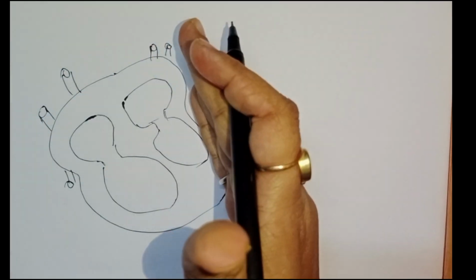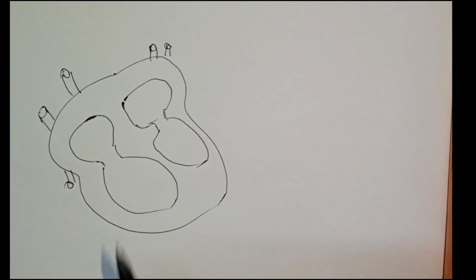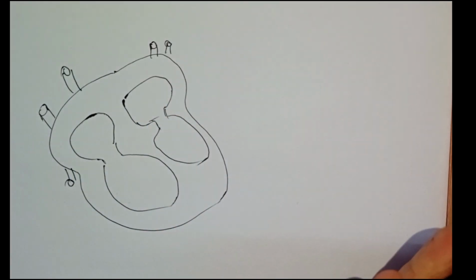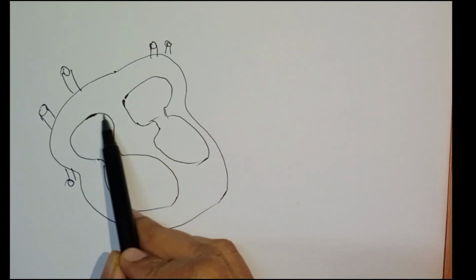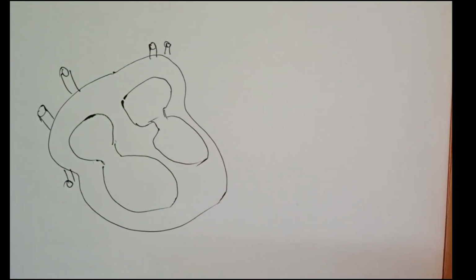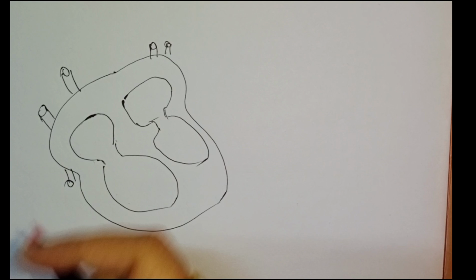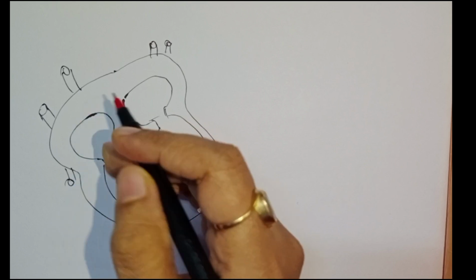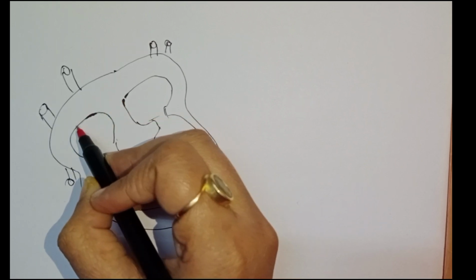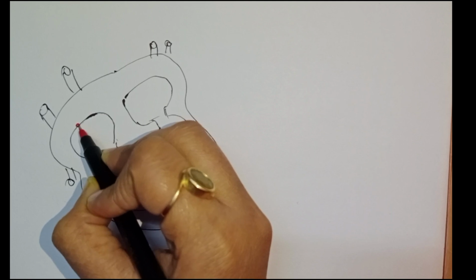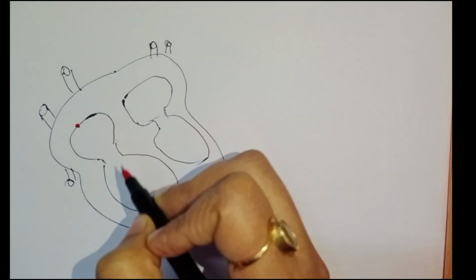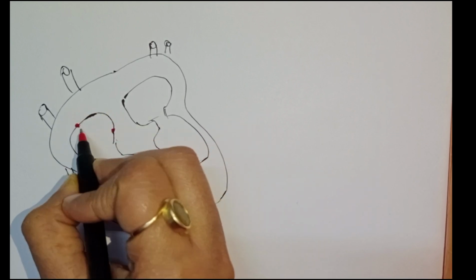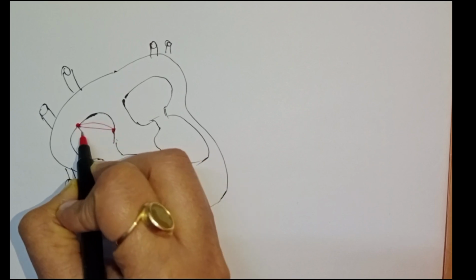This is the right side of the heart. This is the left side of the heart. I'm not drawing the heart very carefully. I just want to explain the conductive system of the heart. Let us consider this as a right atrium. Just below the opening of superior vena cava on the lateral wall of right atrium is situated the SA node, and in the right atrium this is the AV node. These are connected through internodal fibers.